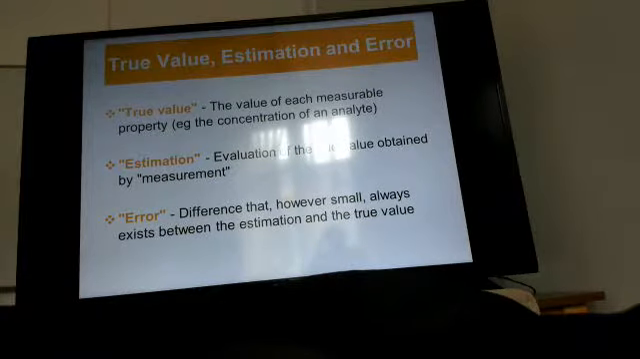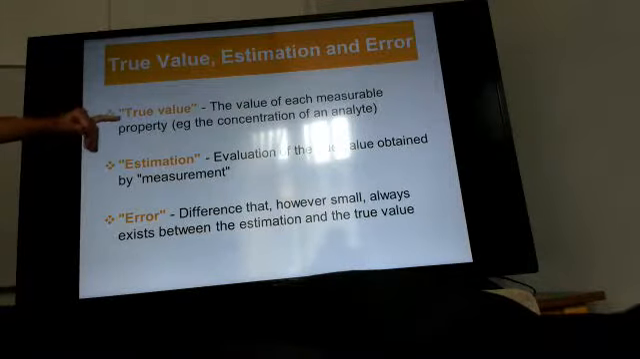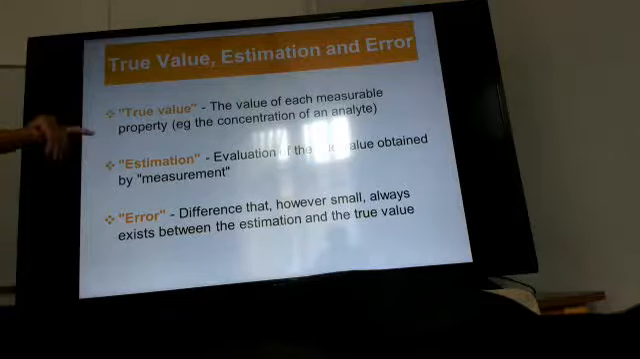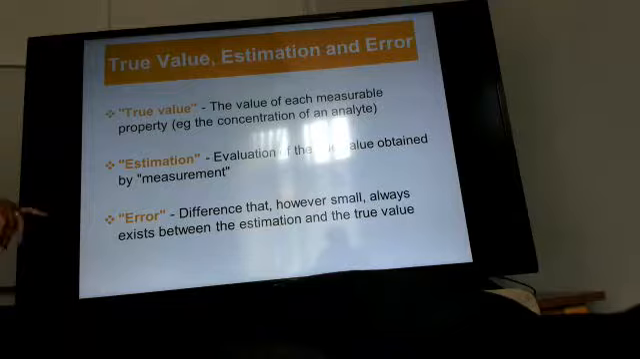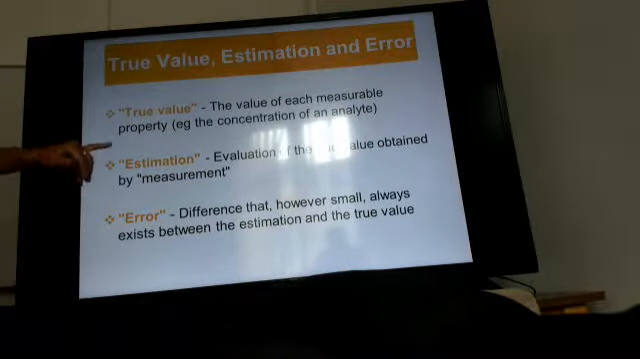So, the true value of a biomarker is the value in vivo, the value present in the sample, the real value. The estimation is the measure that you make of this value. The nearer the estimation is to the true value, the higher the accuracy and precision of your test. The more they differ, the more inaccurate or imprecise your test is. And the error is the difference between the estimation and the true value. So the aim is to reduce the error.